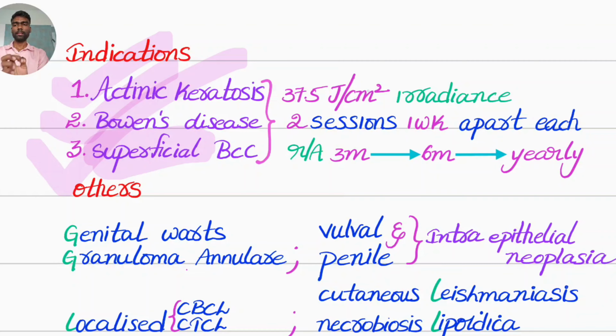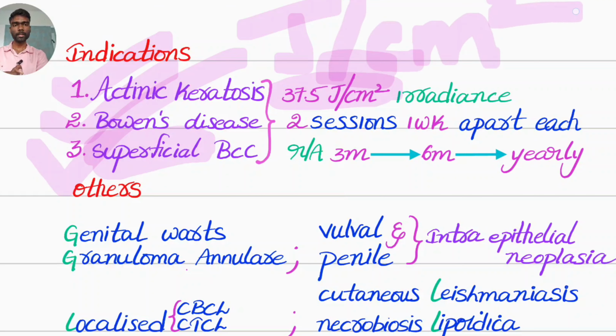How much light do we have to irradiate? 37.5 joules per centimeter square. In lasers, we have already understood what fluence is, nothing but energy delivered per unit area. What is the unit for measuring energy? Joules. Here you can see clearly joule per centimeter square, energy delivered per unit area. So we are applying a fluence of 37.5 joules per centimeter square. Two sessions, 1 week apart, and review after 3 months, 6 months and yearly to see any recurrences.